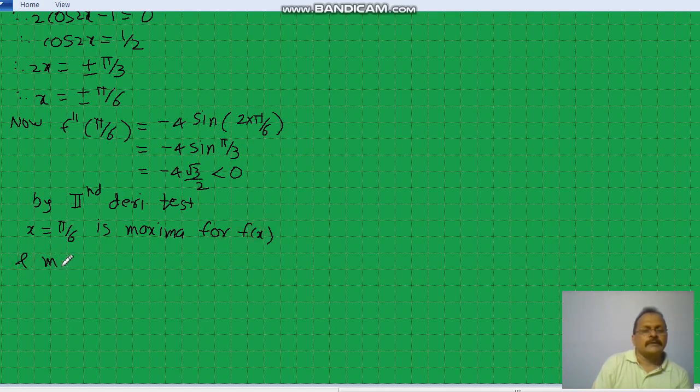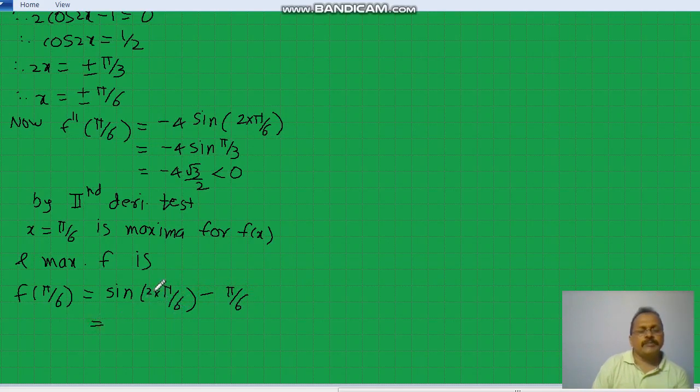and maximum f is f of pi by 6 equal to sine 2 into pi by 6 minus pi by 6. Sine 2 into pi by 6 is sine pi by 3. Sine pi by 3 value is root 3 by 2 minus pi by 6.